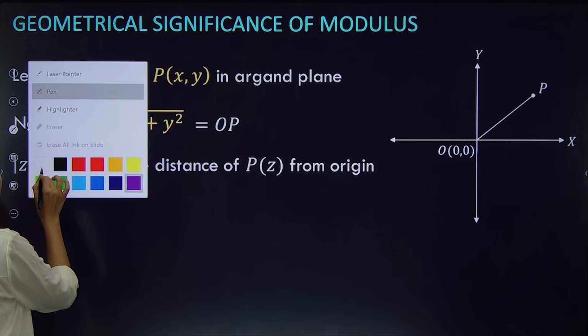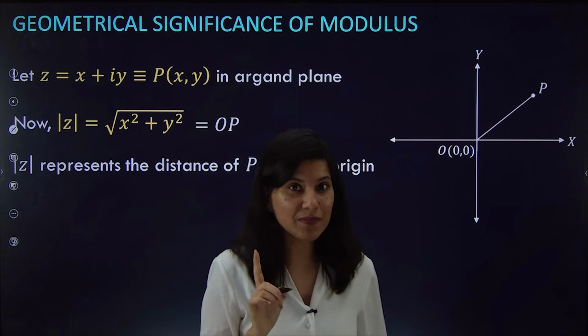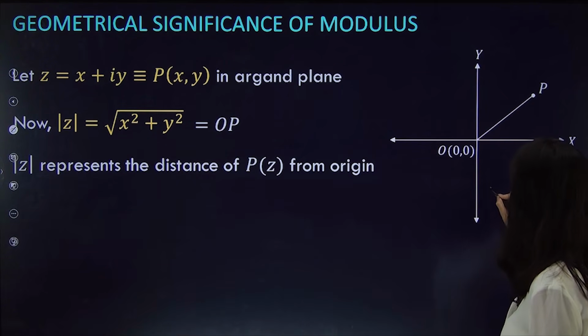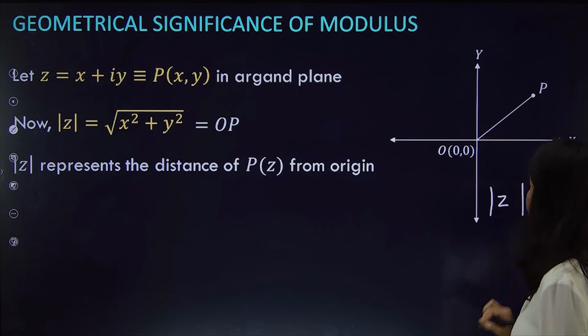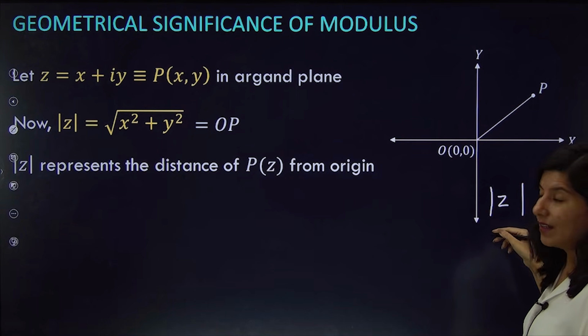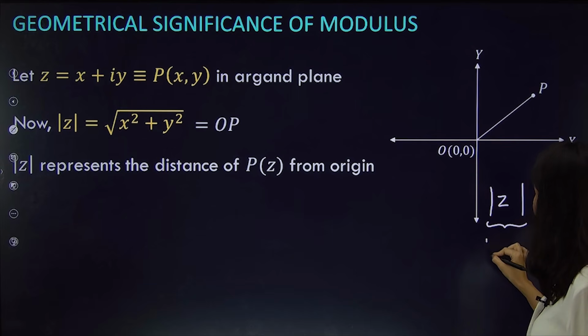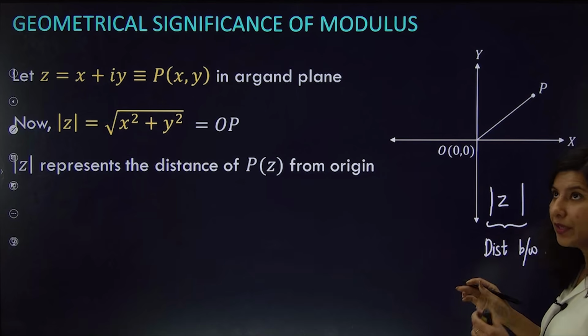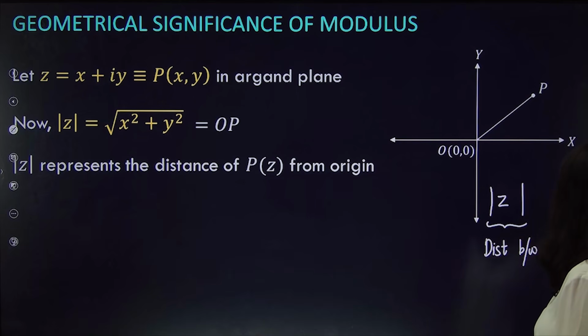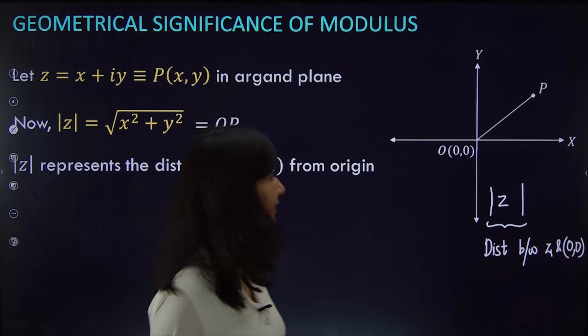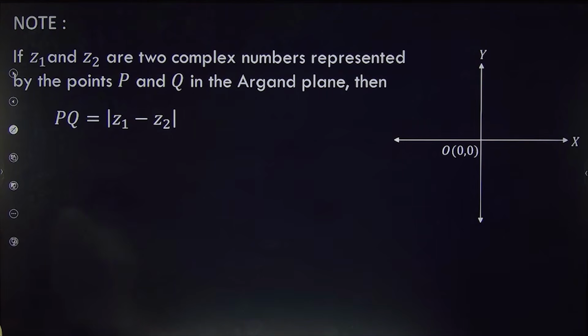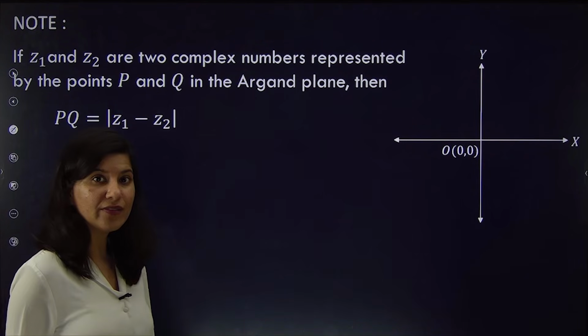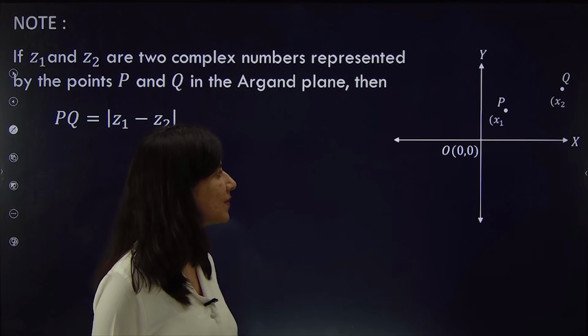Now this is also a very important thing. Please keep in mind that mod z is actually the distance between z, that is the point z, and the origin 0, 0. So mod z is that, this is your modulus. And now whenever you have two points in the complex plane, right?